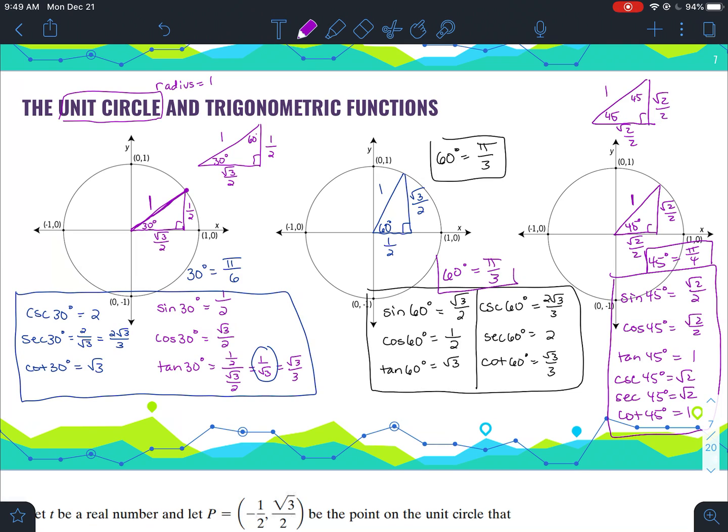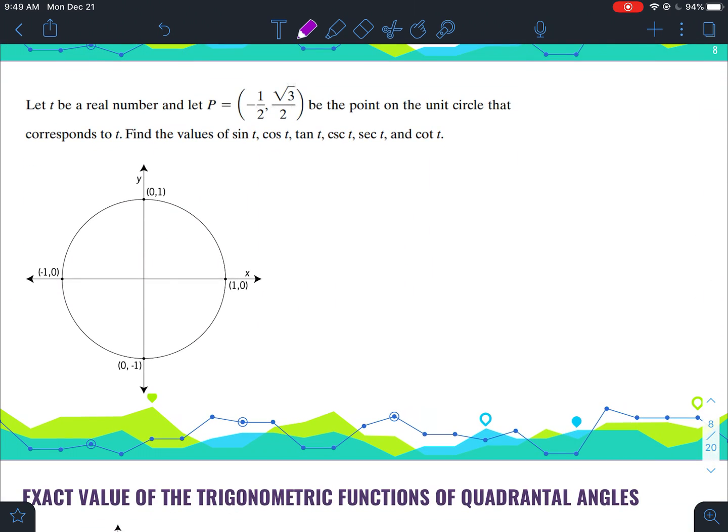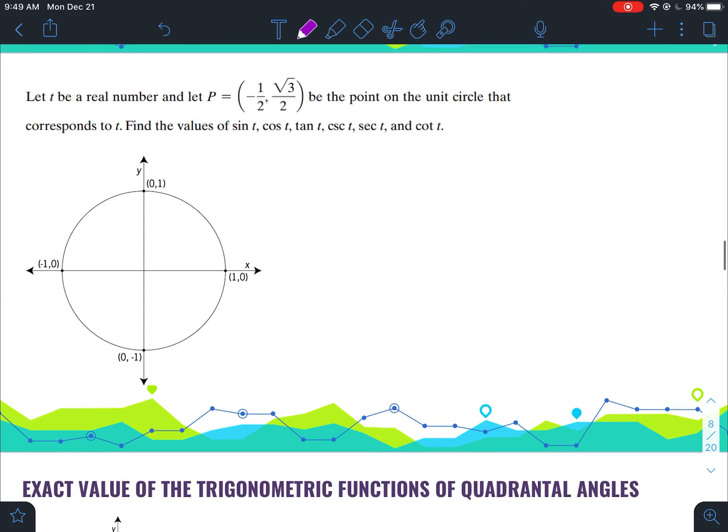And remember, 45 degrees is the same thing as pi over 4 in radians. And this is for 60 degrees, which is the same thing as pi over 3 in radians. So that's how you can use the unit circle to come up with the sine, cosine, and tangent for 30, 45, and 60 degrees.